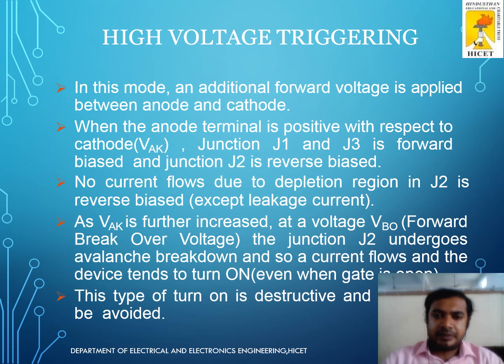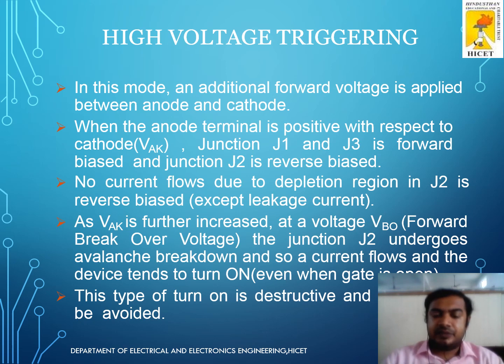The third type of turning on the SCR is high voltage triggering. In this method, additional forward voltage is applied between anode and cathode. When the anode terminal is made positive with respect to the cathode, junctions J1 and J3 are in forward bias condition and J2 will be in reverse bias condition. So due to the junction J2, there is no current flow through the device.